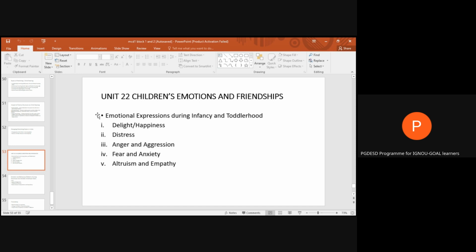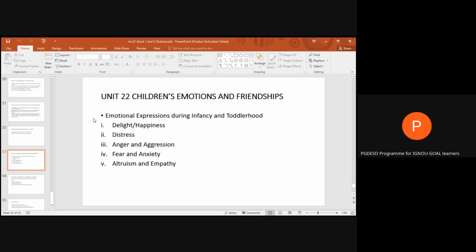Altruism and empathy. Please students mark this. This term comes in short notes. This term is important, altruism and empathy. Children as young as 2 and 3 years of age also show another type of positive social behavior like altruism, which may be defined as giving or sharing objects, time or goods with others with no obvious self gain.